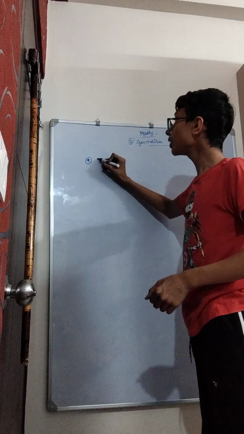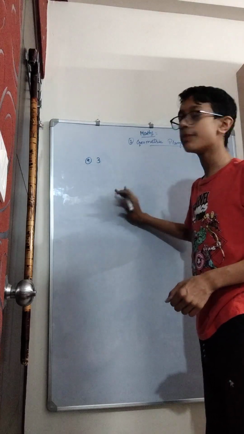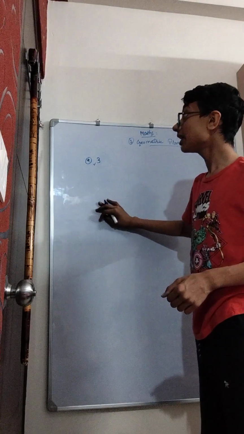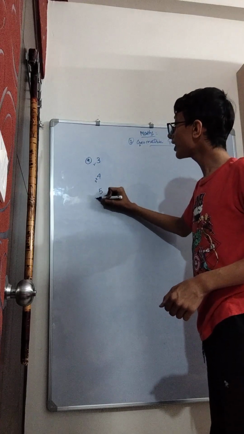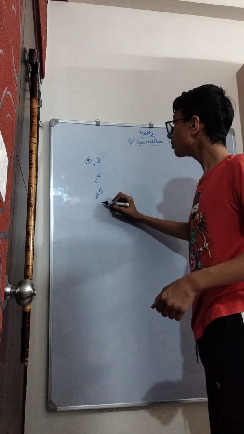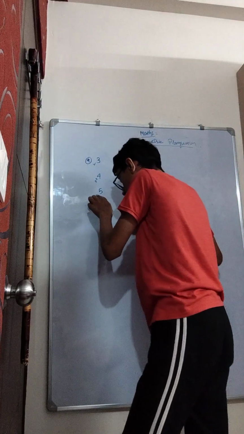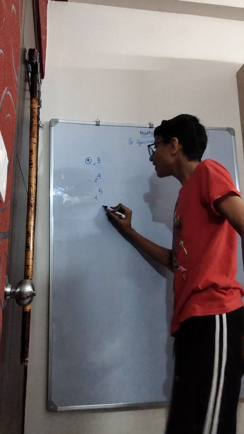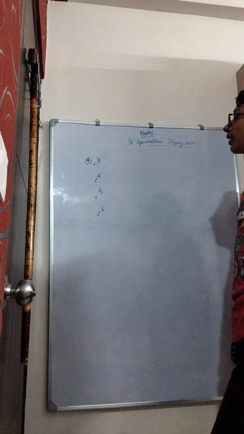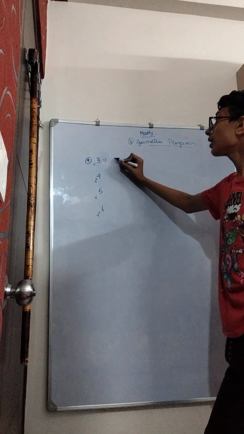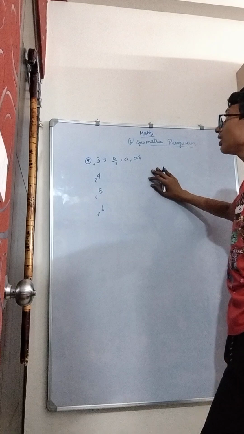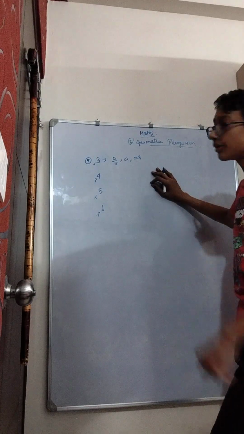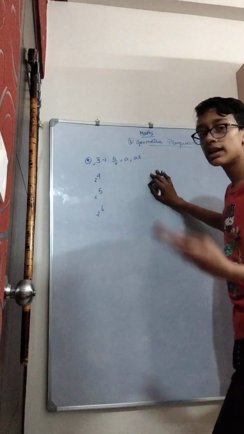Now if I take 3 terms in GP, then the common ratio is R. If I take 4 terms, then the common ratio is R square. If I take 5 terms, the common ratio is R cube. And if I take 6 terms, the common ratio is R square. Now, for 3 terms, the terms are A by R, A and AR. These are the terms when they say 3 terms in GP.